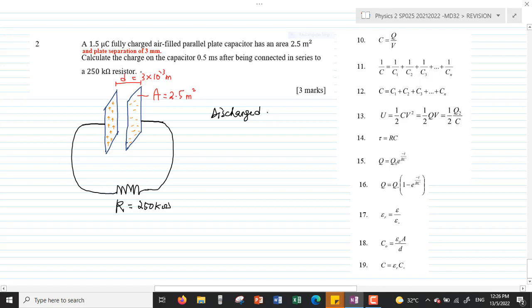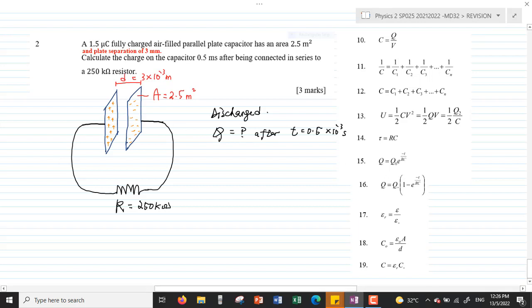So the question asks us to find the charge on the capacitor. We want to find the charge on the capacitor after time 0.5 millisecond, which is 0.5 times 10 to the negative 3 seconds. So we want to find how much charge is left in the capacitor after 0.5 milliseconds. So this is a discharging process.